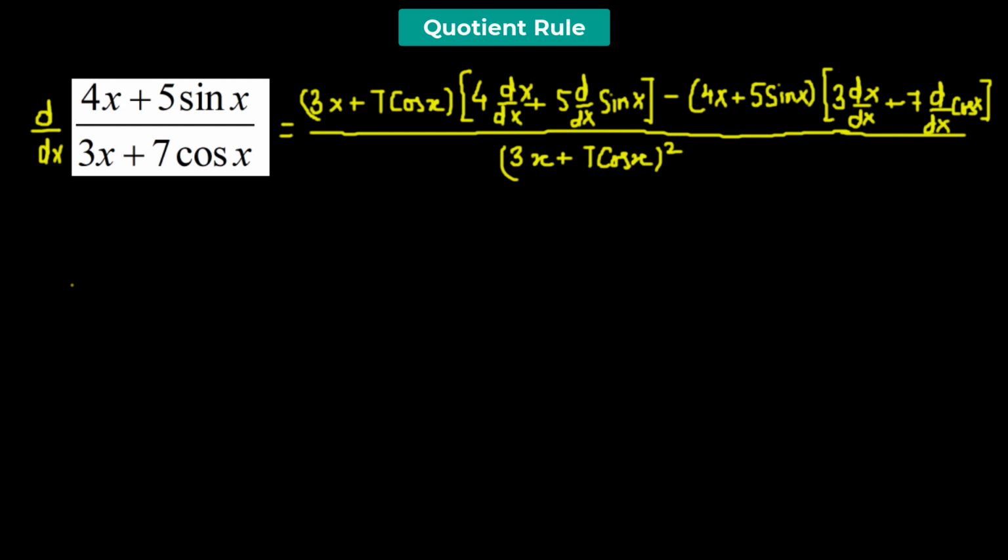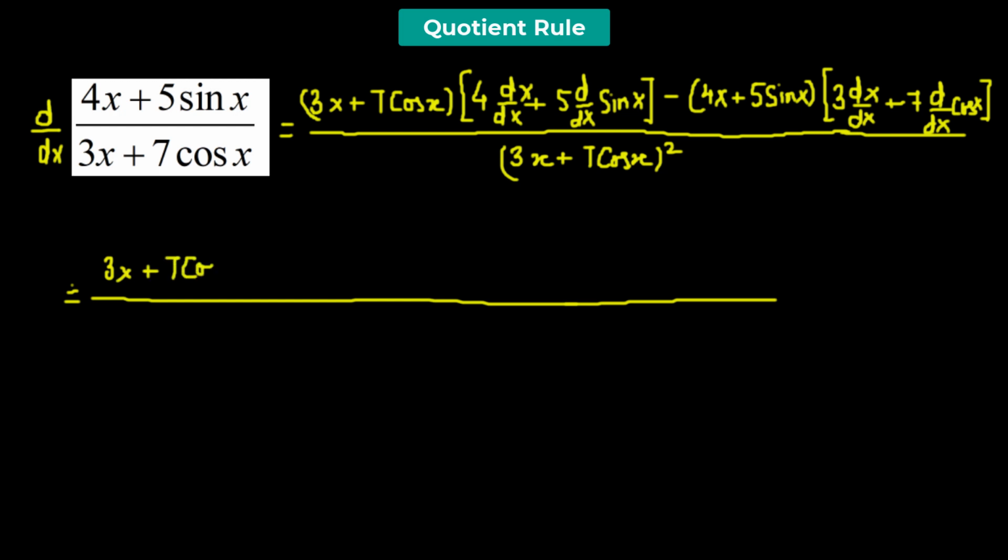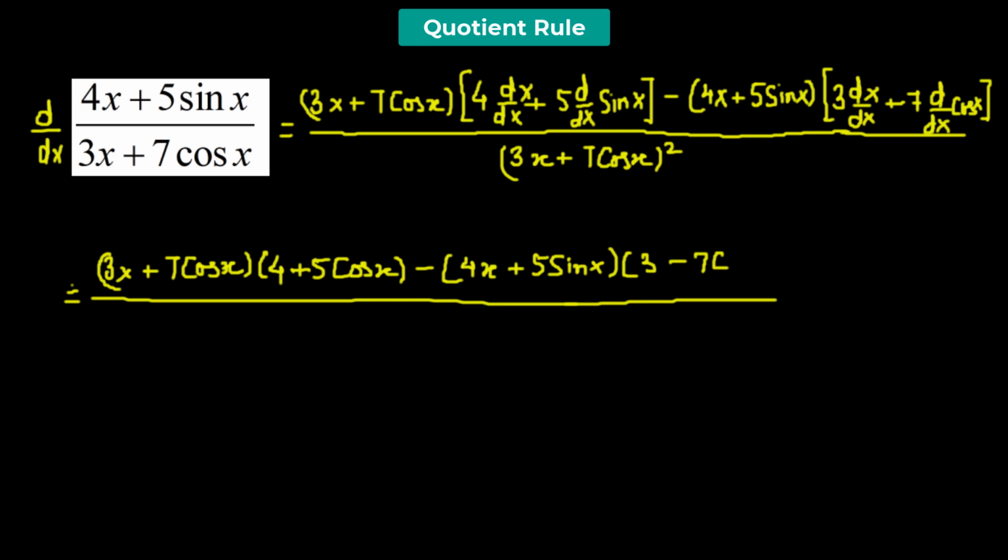So that gives us 3x plus 7 cosine of x multiplied to 4 times the derivative of x is 4, and 5 times the derivative of sine x will be 5 cosine of x, minus 4x plus 5 sine x multiplied to 3 times the derivative of x, which is 1, so we have 3 plus 7 times the derivative of cosine x, so cosine of x will give us negative sine x, so we'll have negative 7 sine of x, whole divided by 3x plus 7 cosine of x whole squared.